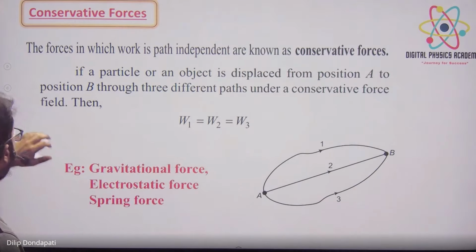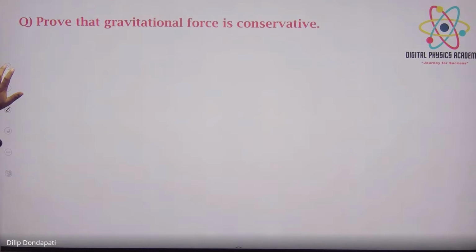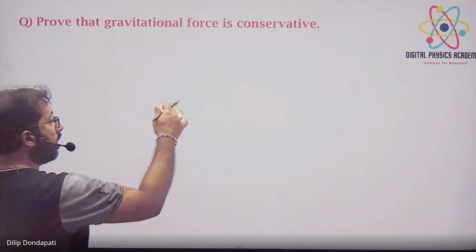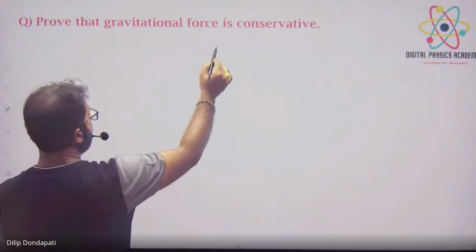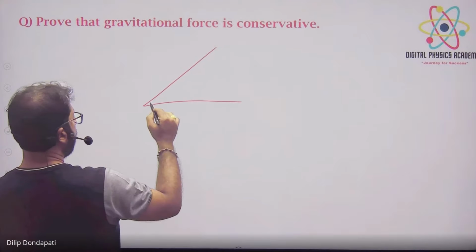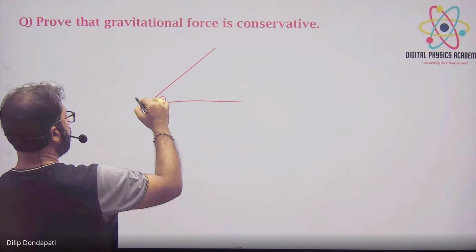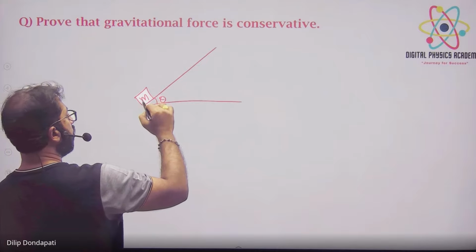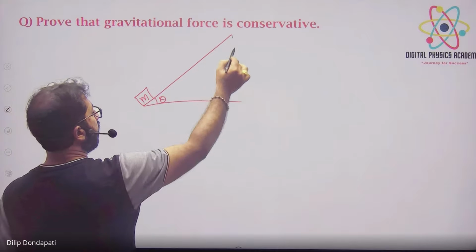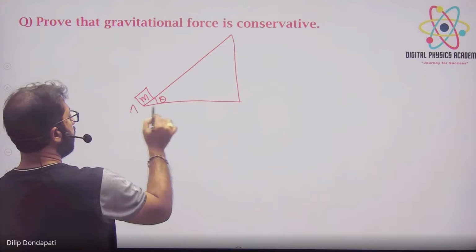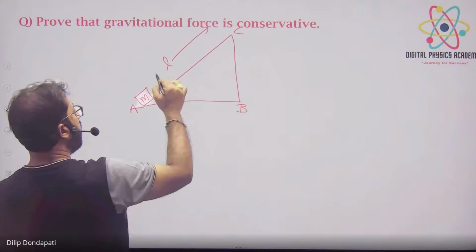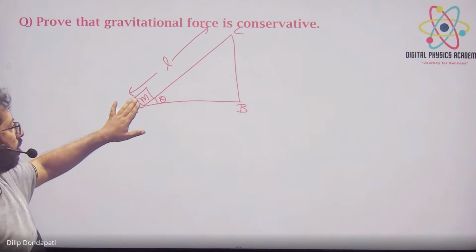Now, prove that gravitational force is conservative force. Take one example. Any example you take will come in the numericals. There is no formula in this. Suppose this is an inclined plane, angle theta, and the object of mass M is here. I want to bring the object from here to here, through this path A, B, C, of length L.